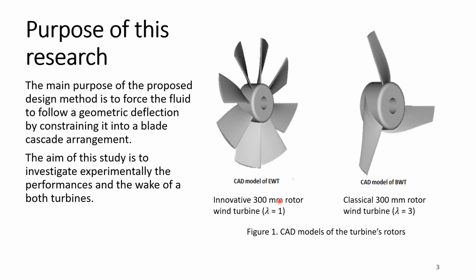The aim of this study is to investigate experimentally the performance and the wake of a 300 millimeter horizontal axis wind turbine operating at low tip speed ratio, lambda equal to 1. This turbine is designed with the new method based on blade cascade arrangement. The experimental results of the innovative wind turbine are then compared with a more classical 300 millimeter three-bladed horizontal axis wind turbine with a higher tip speed ratio, lambda equal to 3.